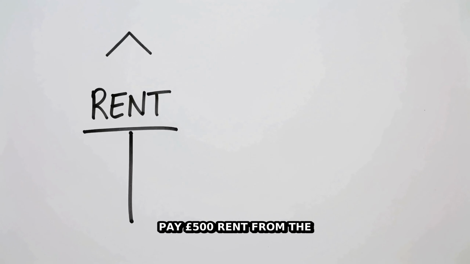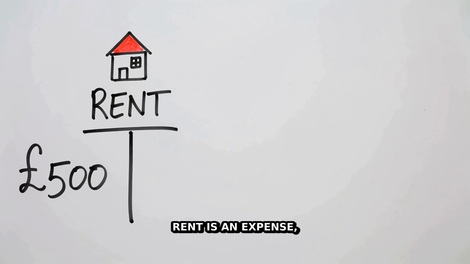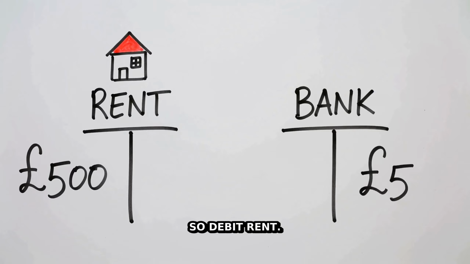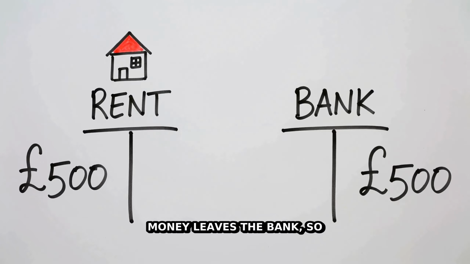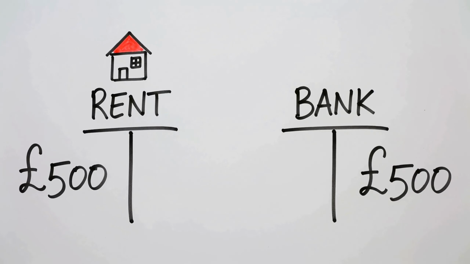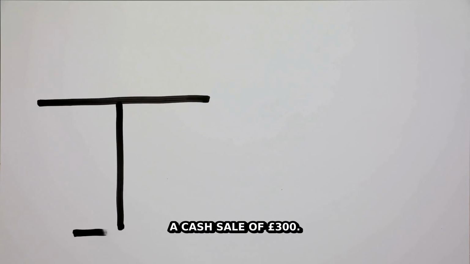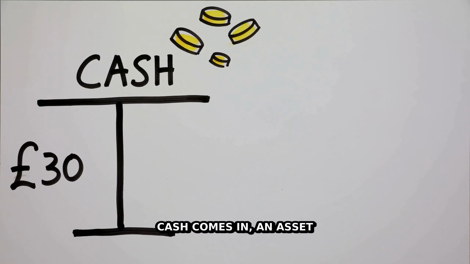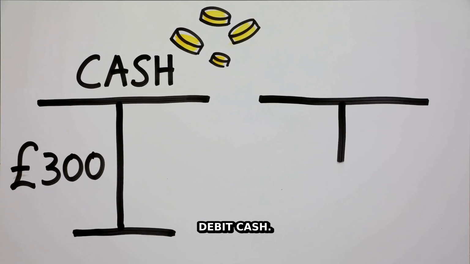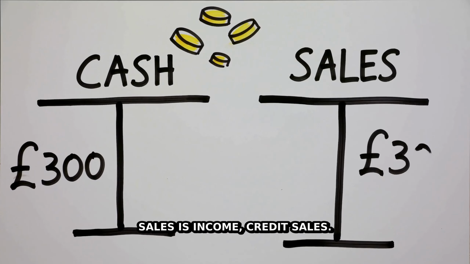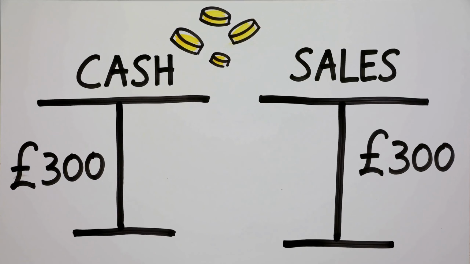Pay £500 rent from the bank. Rent is an expense, so debit rent. Money leaves the bank, so credit bank. A cash sale of £300. Cash comes in, an asset, debit cash. Sales is income, credit sales.